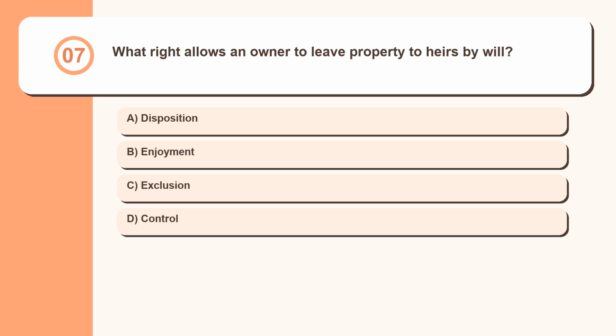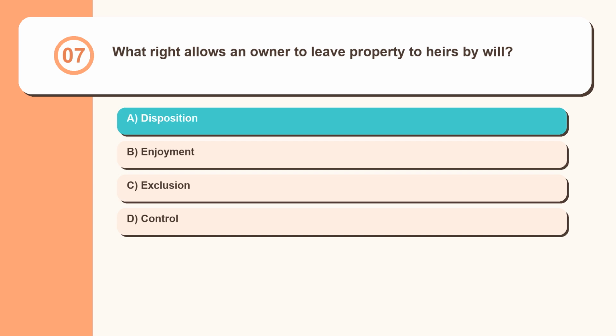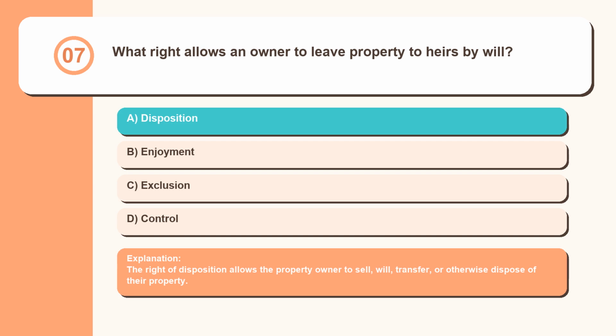Question 7. What right allows an owner to leave property to heirs by will? Disposition, enjoyment, exclusion, control. The right of disposition allows the property owner to sell, will, transfer, or otherwise dispose of their property.